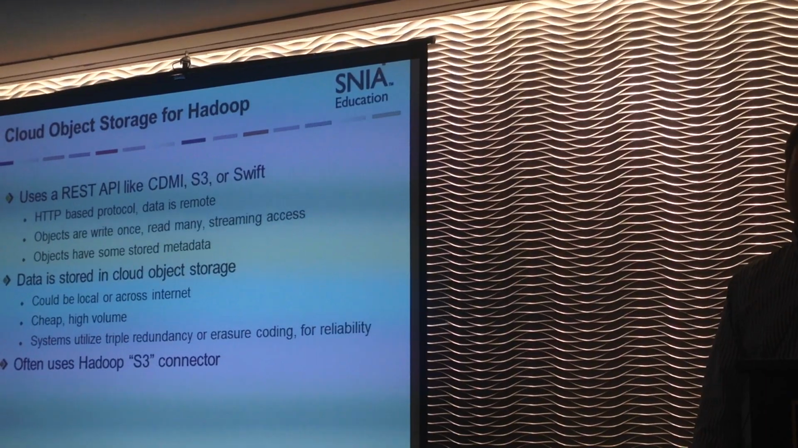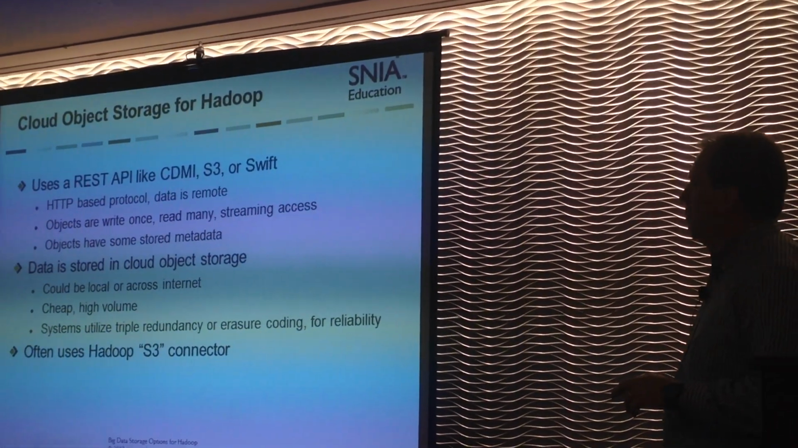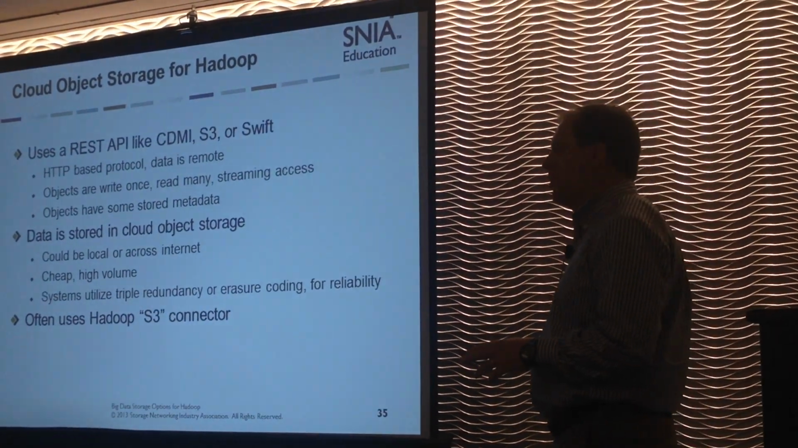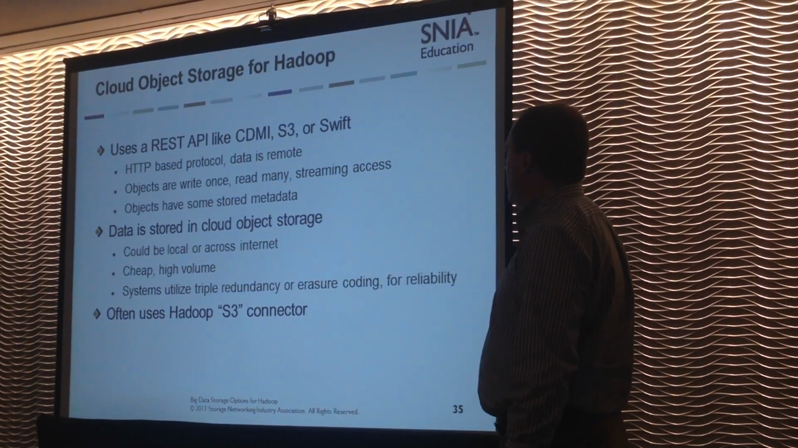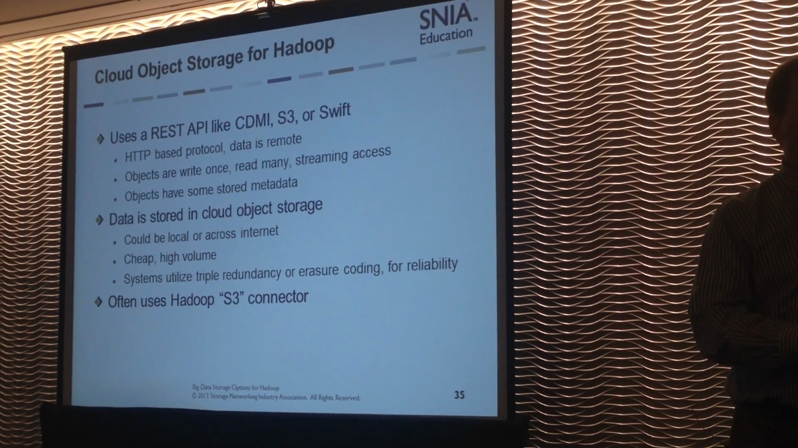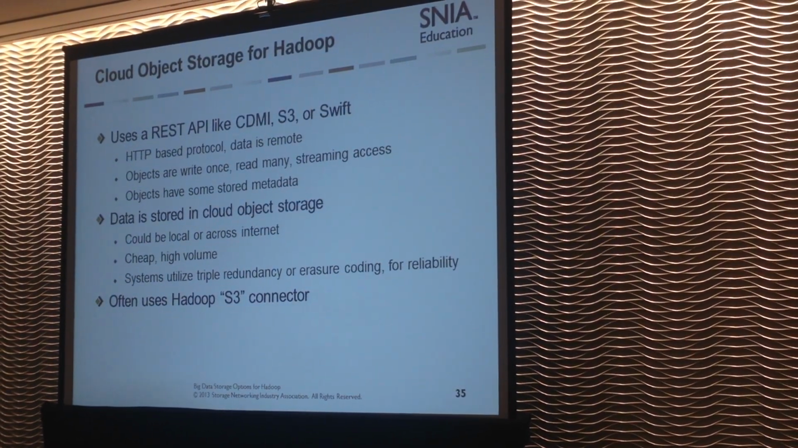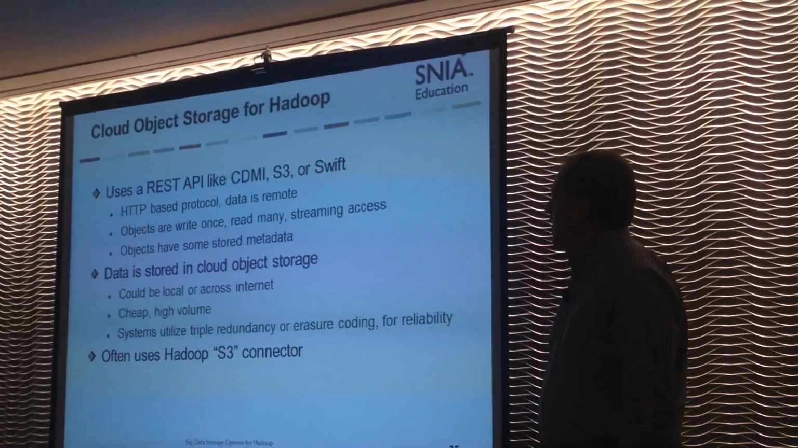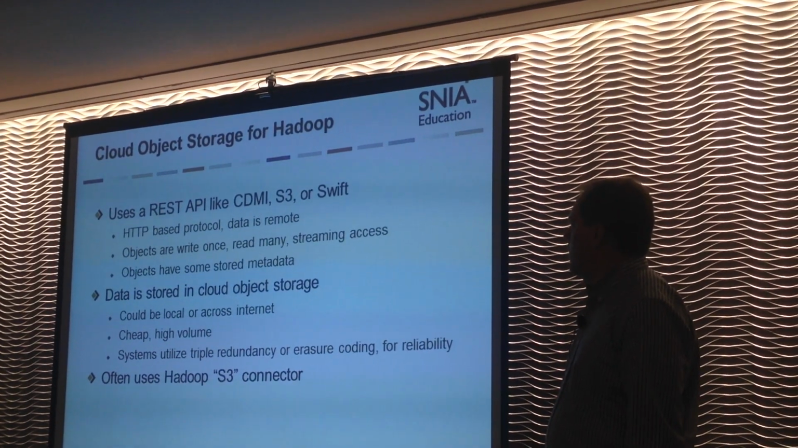So I'm probably starting to run short on time, but there are a couple more pieces to look at. One of the cases you see more and more of lately is people talking about doing Hadoop and other kinds of analytics on object storage. Object storage is where you access data using a REST API like CDMI or Amazon's S3 or the Swift API. They're all based on HTTP protocol operations.